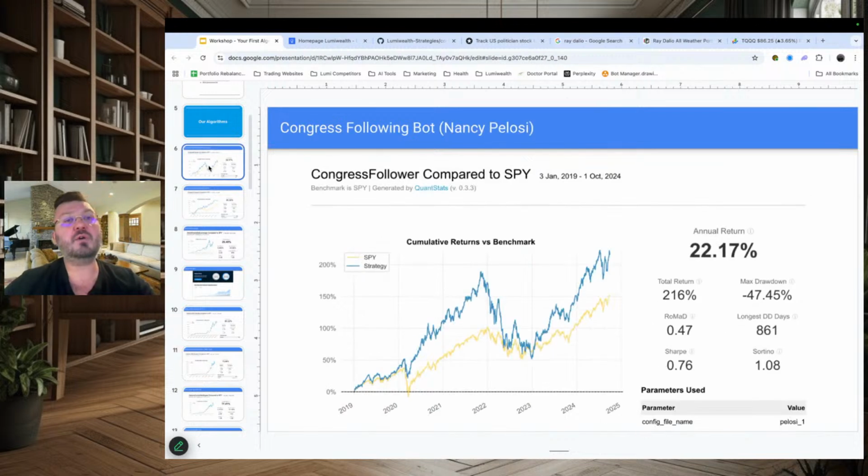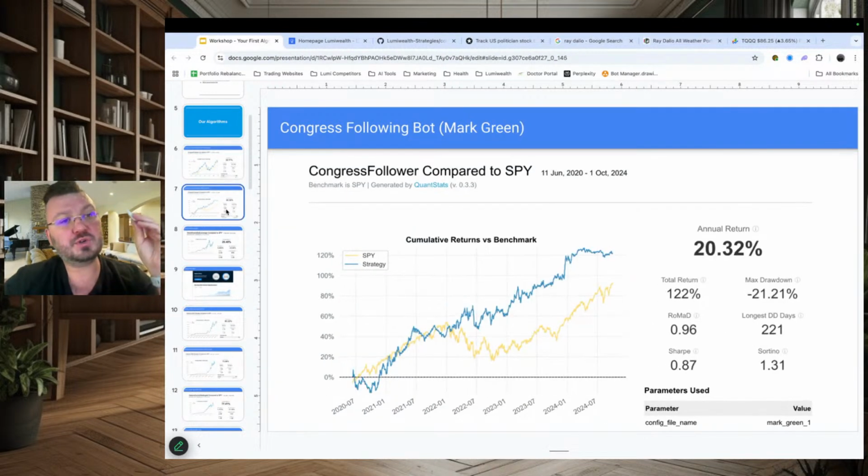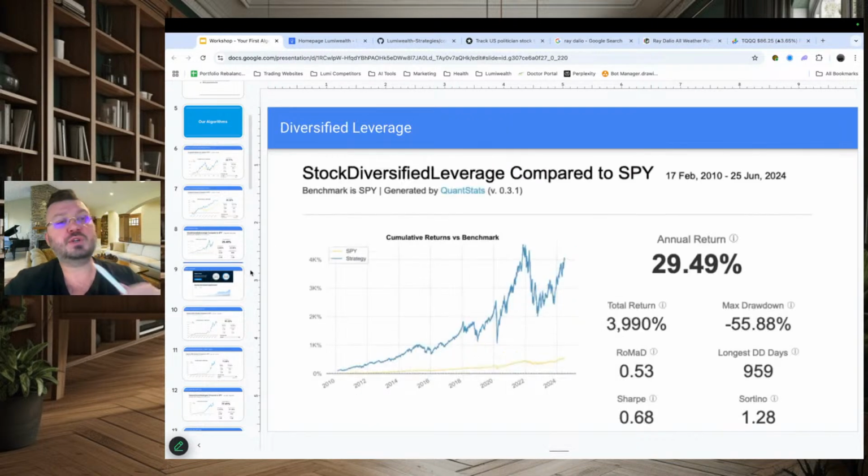So I've showed you now our Congress trading bot, which follows Nancy Pelosi. You can modify that to follow Mark Green, which is another Congress member. I've showed you our diversified leverage portfolio, which is one that I've been running for quite some time. It's one of our oldest bots that we've created. Now let me show you another one.